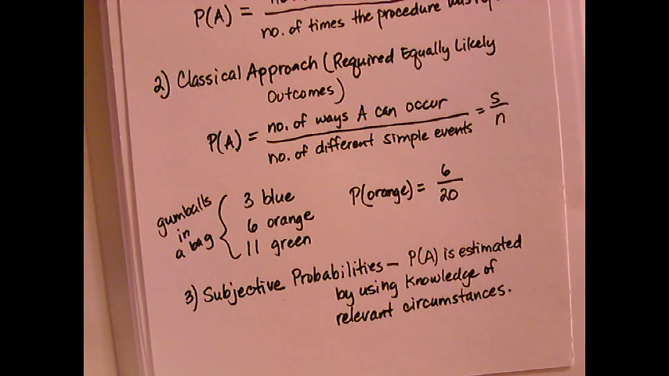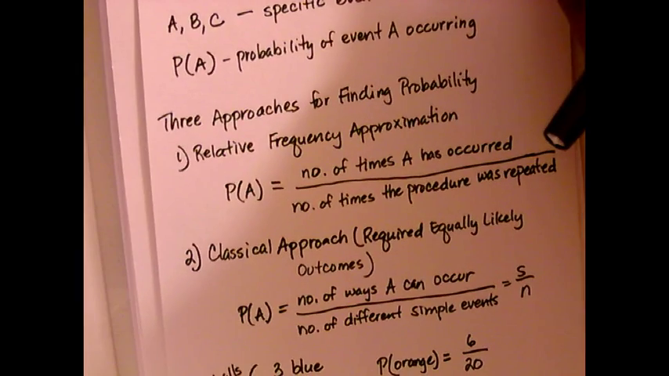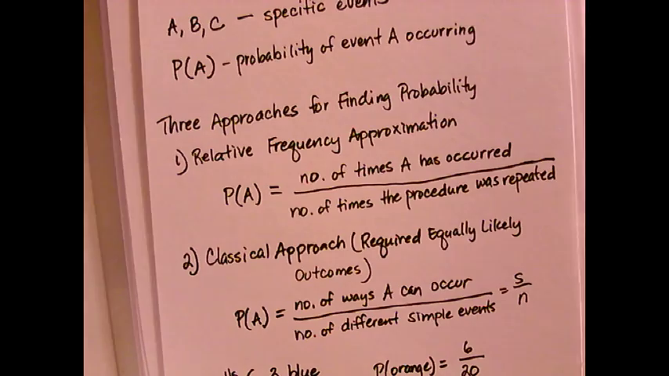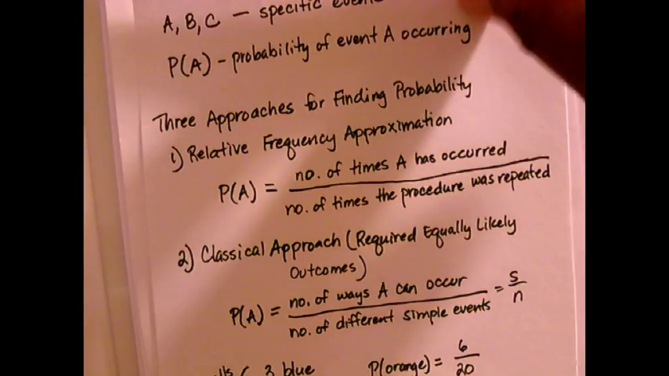So that would be considered a subjective probability, which means I would expect that the probability of someone taking the second part of the class would be 50%. But that's just an illustration of a subjective probability. Now, we will not use subjective probabilities in this course. We're only going to be using the relative frequency approach and the classical approach to probabilities.